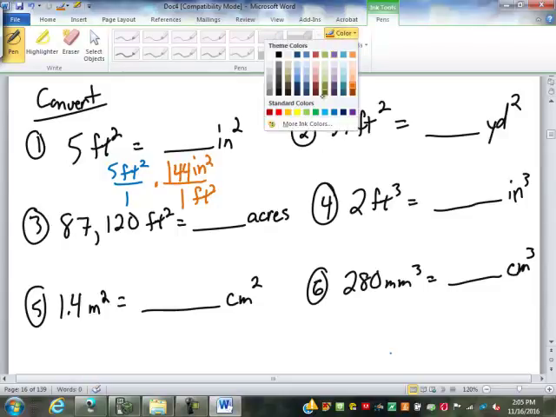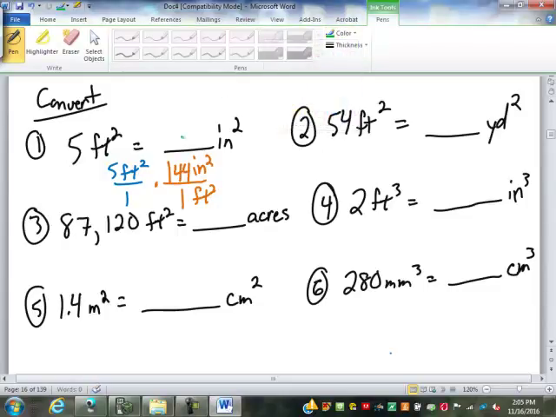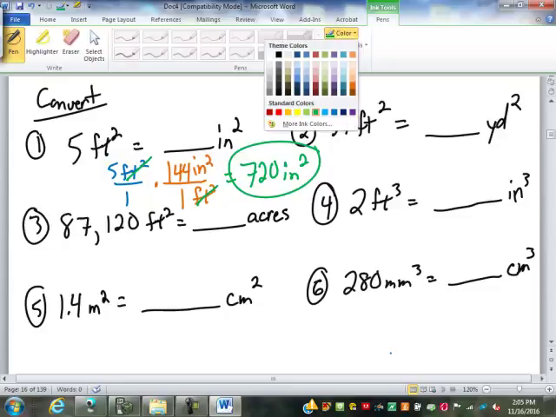144. So now the square feet cancel out, and that's 5 times 144, which is 720 square inches. How many of you just used 12 for that? Nobody's going to admit to it? Good. Well, hopefully you caught that one.